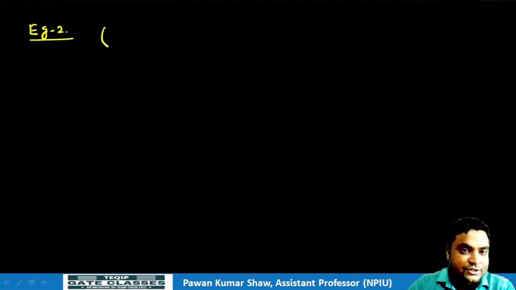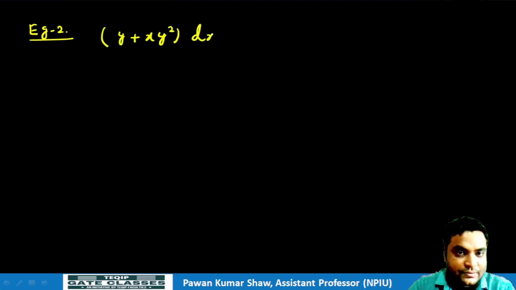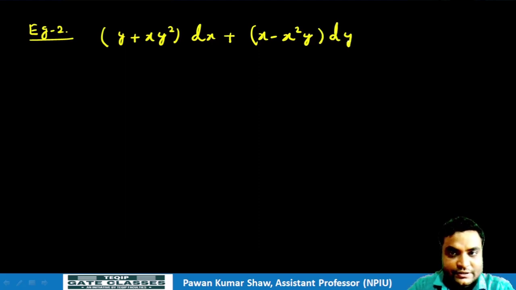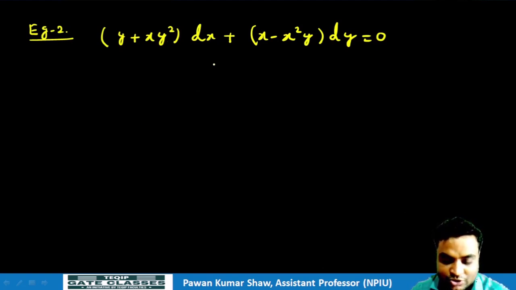Okay, next I am going to take another example, that is example number 2. Suppose the differential equation is given: (y plus xy square) dx plus (x minus x square y) dy is equal to 0. This is our given differential equation. This is not a homogeneous form, because the degree of the terms is not the same in the whole expression.